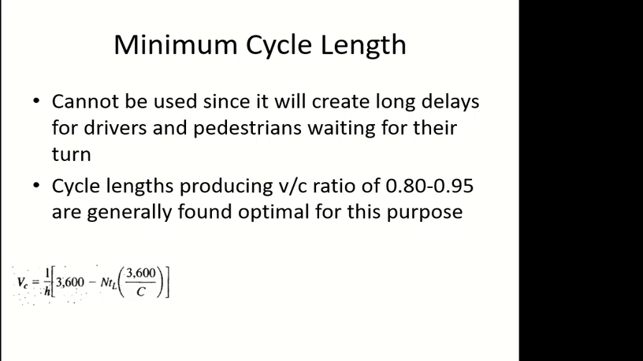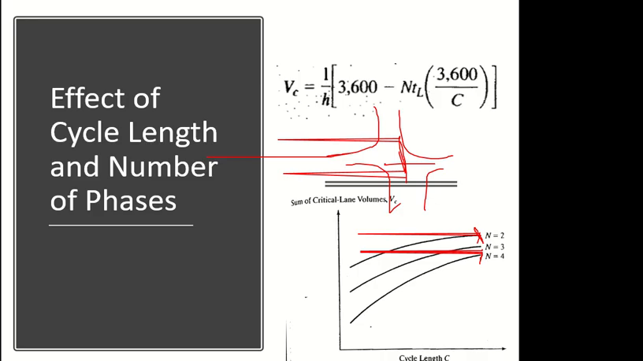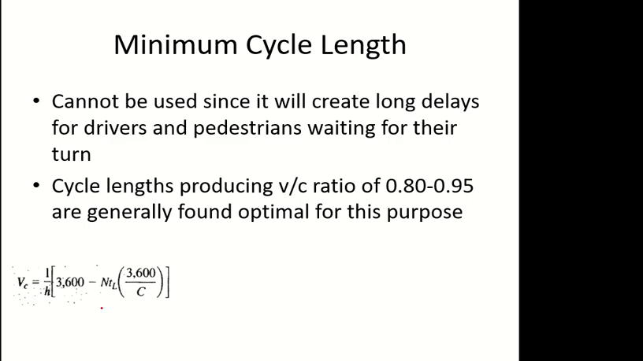Now you see here, if I put a specific value of C, I can know how much volume I can pass. But what if I'm designing the signal? If I'm designing the signal, the situation will reverse. I'm trying to design the signal, that means I don't have C. But I'm designing for a demand, so I have V over C. So then the situation reverses. I need to reverse the equation. So this is the equation reversed. Not this one, sorry, this one.